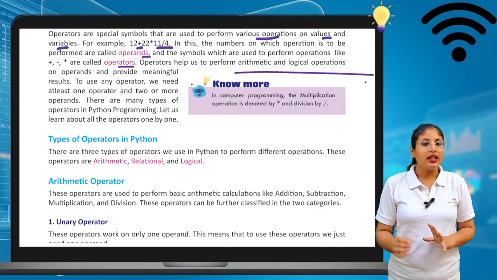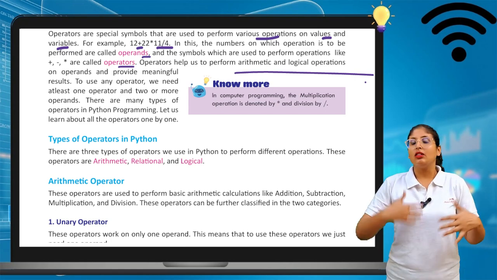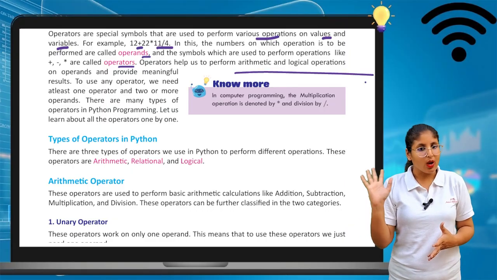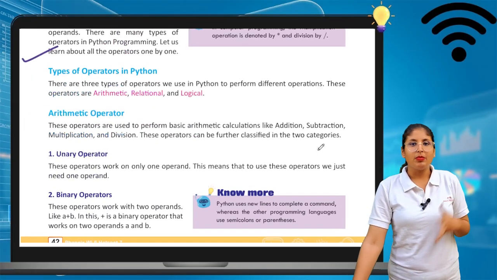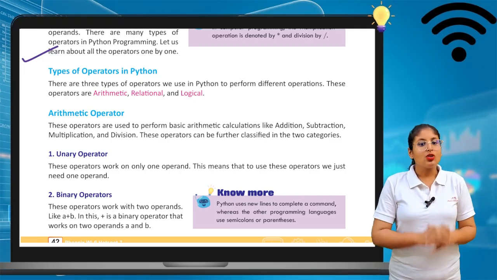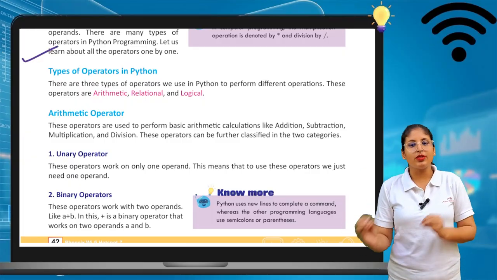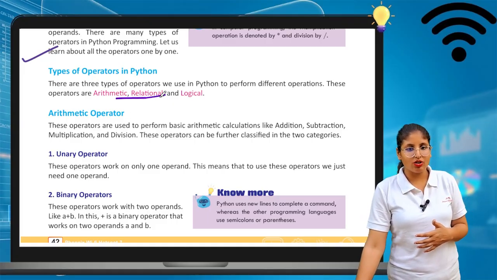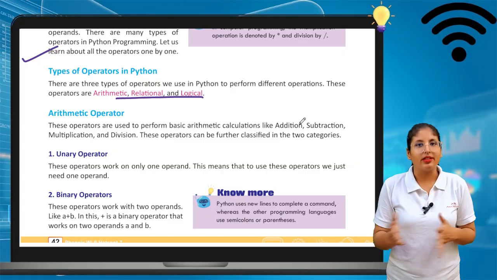There are many types of operators in Python. Operators means plus, minus, multiply, divide, all these symbols. So what are the types of operators in Python? There are 3 types of operators we use in Python to perform different operations: arithmetic, relational and logical.